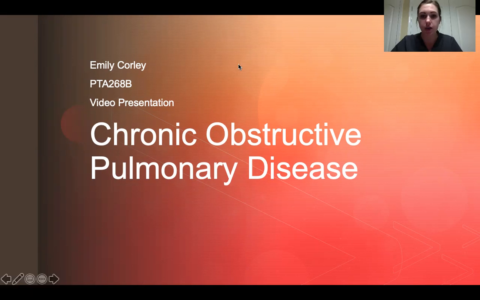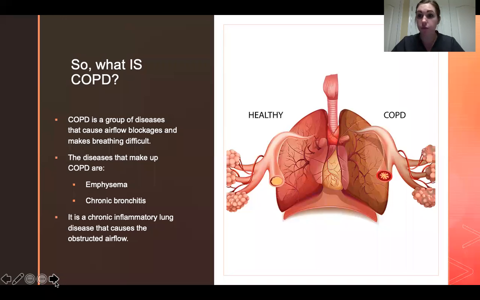It is on chronic obstructive pulmonary disease, or COPD. So what is COPD? It's a group of diseases that causes airflow blockages and makes breathing difficult. The most common diseases that make this up are emphysema and chronic bronchitis. Chronic inflammatory lung disease that causes obstructed airflow. So as you can see on here, you can see a healthy lung and then a COPD lung.